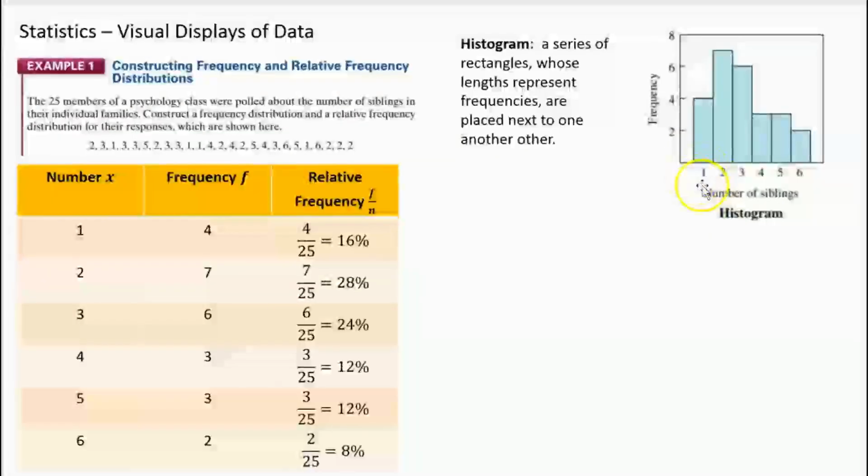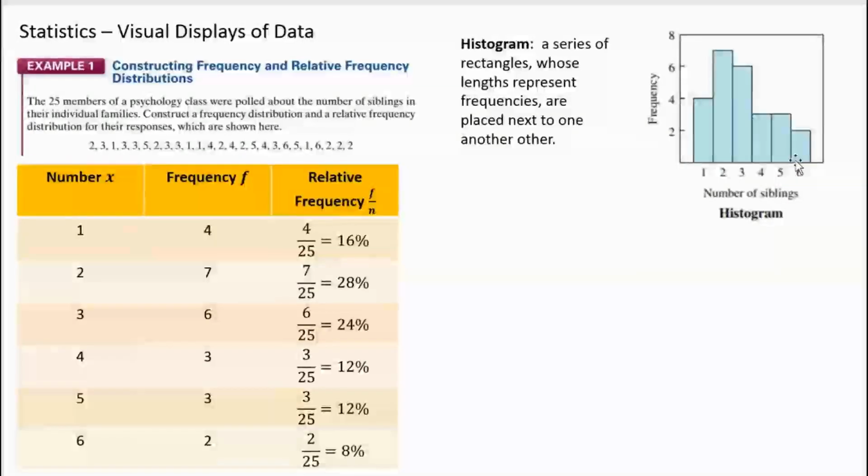Notice for the first rectangle we have going on, look at the height is 4. So that's frequency on the left. Across the bottom is the number of siblings. So for siblings of 2, that showed up 7 times. So that rectangle, notice how it goes up to 7. For 3 siblings, the frequency was 6. For 4 siblings and 5 siblings, the frequency was 3. Notice how they're the same height. And for 6 siblings, the frequency was just 2.